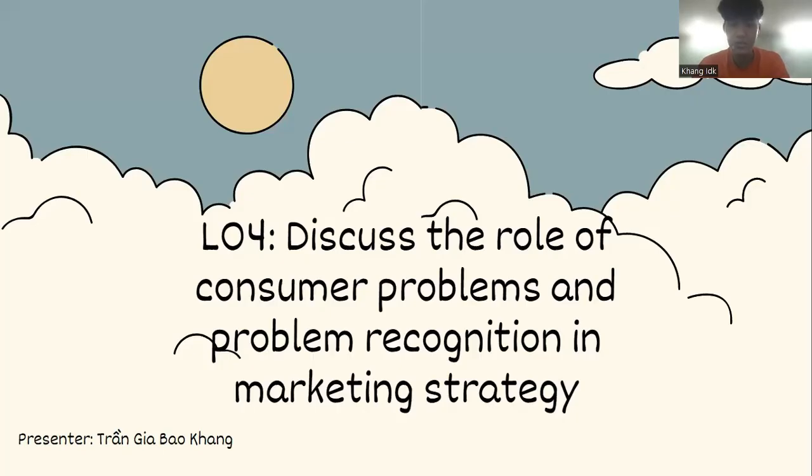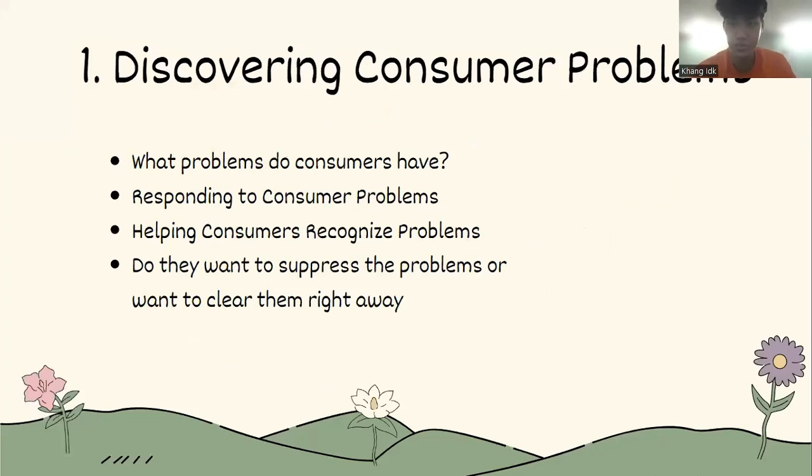And finally, I will discuss the role of consumer problems and problem recognition in marketing strategy. Every consumer has different problems, and before marketing managers can respond to those problems, which are generated by outside factors, they must be able to identify consumer problems. Four main factors to look into here. First is what problems do consumers have, how to respond to these consumer problems, helping consumers recognize these problems, and do they want to suppress the problems or clear them right away, solving them.